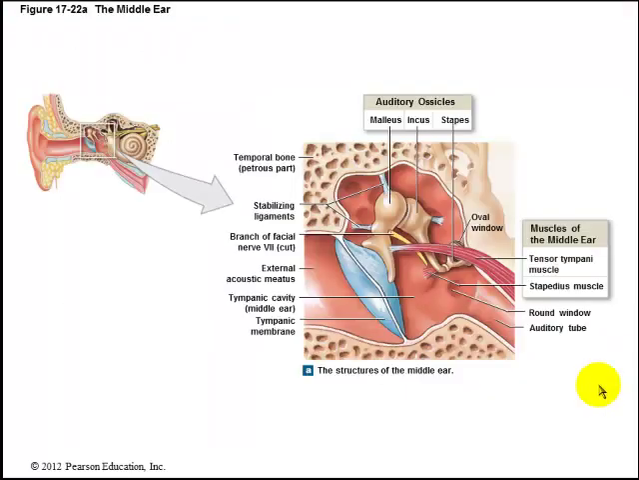So here in this view, you can see the tympanic membrane showing you the boundary line between the external ear and the middle ear. Here's the middle ear acoustic cavity, the auditory ossicles, the malleus attached to the tympanic membrane, the incus, and then the stapes hiding behind this muscle. You'll also notice that the branch of the facial nerve runs right through the middle ear cavity.